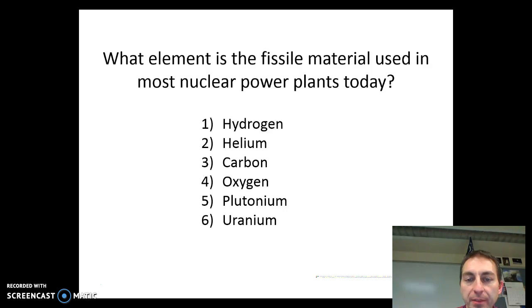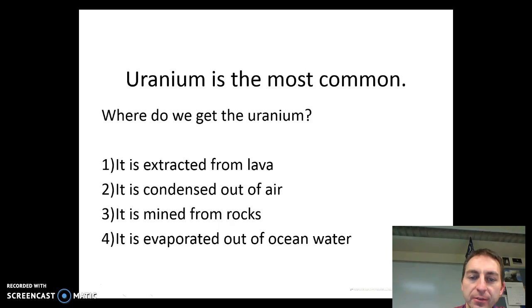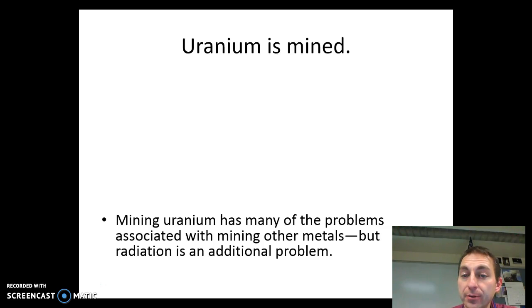So one of the things we want to think about first is what exactly is that fissile material that is used in a nuclear power plant. So you see some choices here, and the actual correct answer to that is uranium. Most power plants that we see today use uranium for fuel. As far as how we get that uranium, the answer is it is mined out of rocks.